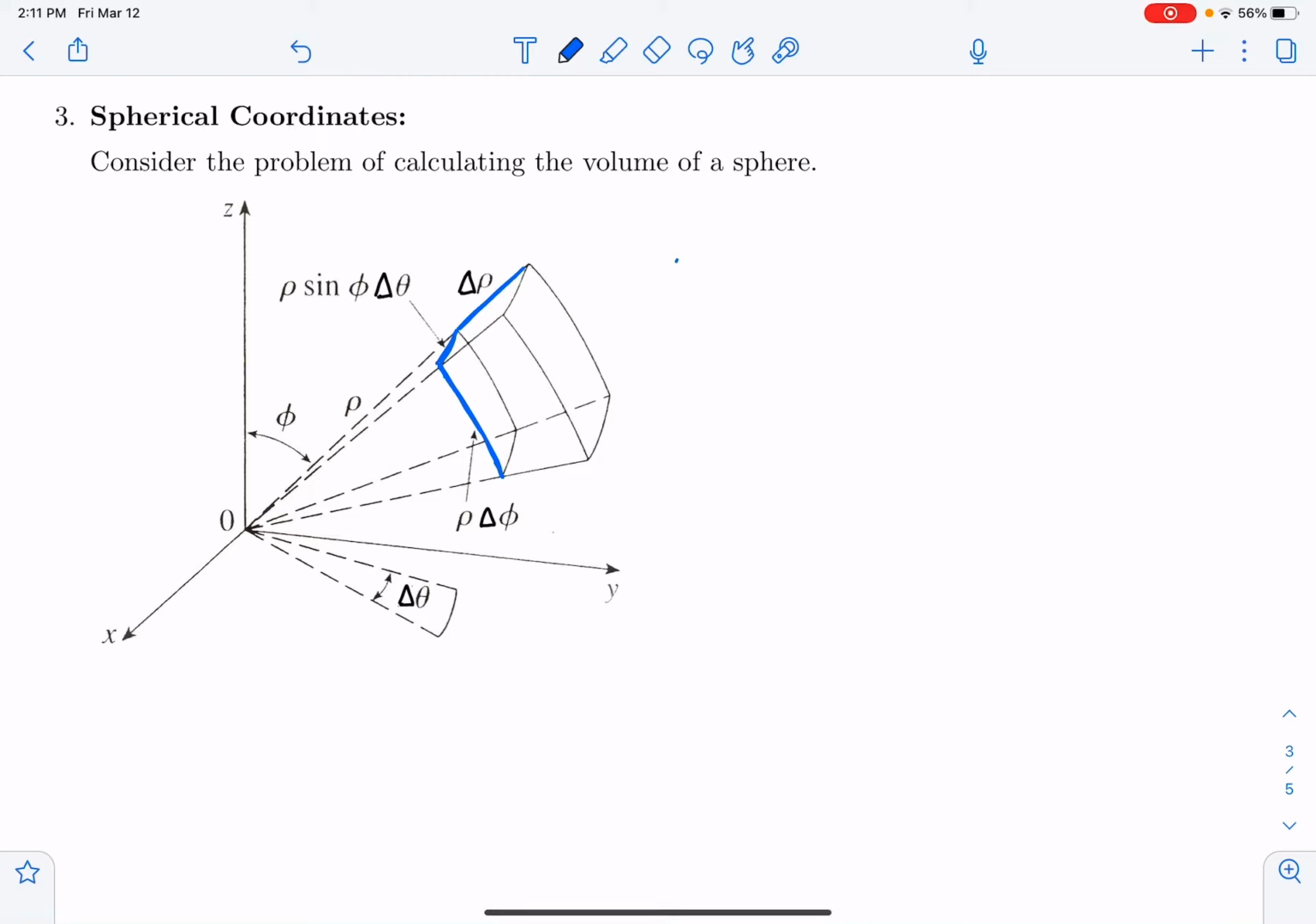so that we can then sum up over those little pieces of volume. So a little chunk of volume, which I'm going to call delta V, so that's going to be this chunk of volume, can be described as being a length times a width, and then times a height. Now the easiest piece to describe is going to be the height. The height is going to be delta rho.